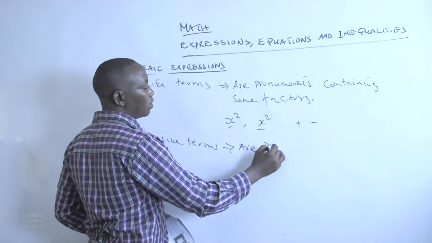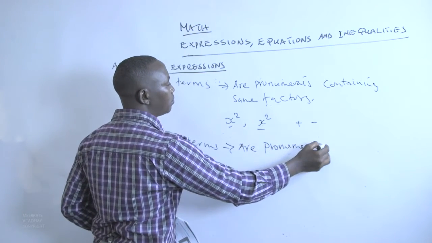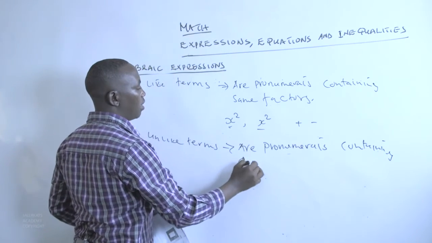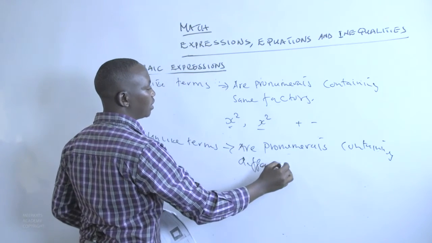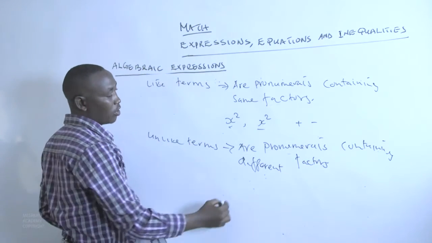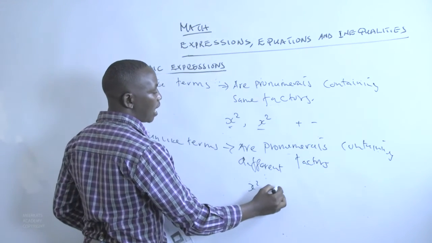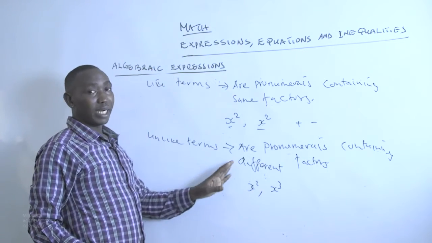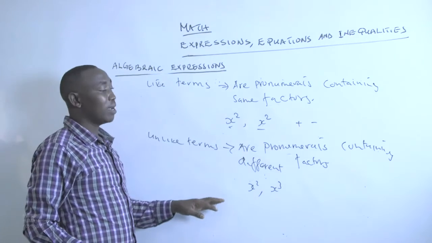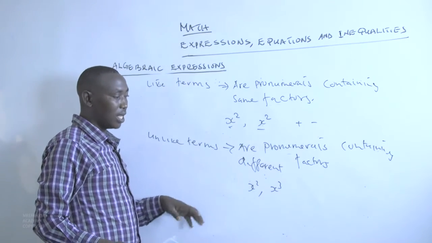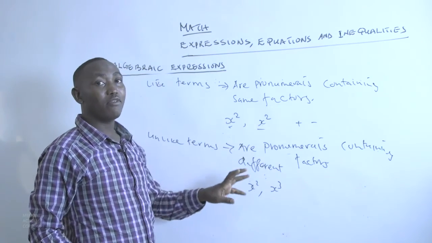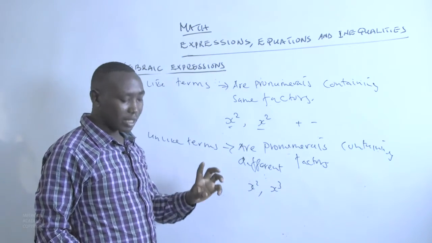And unlike terms are pronumerals containing different factors. For example, if we talk of x squared and x cubed, because this one has been raised to 2 and this one has been raised to 3, we cannot say that the two are the same. We say that they are unlike because they contain different powers, and therefore we can never add or subtract them.